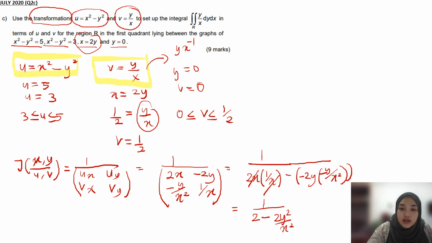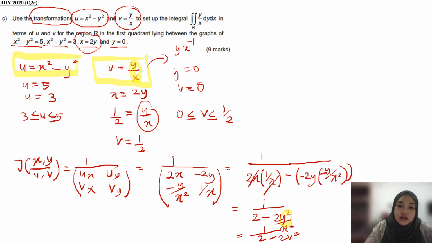For this one, we can rewrite as 1 over 2 minus 2v. Why? Because y squared over x squared is v squared. Okay, so this is our Jacobian.